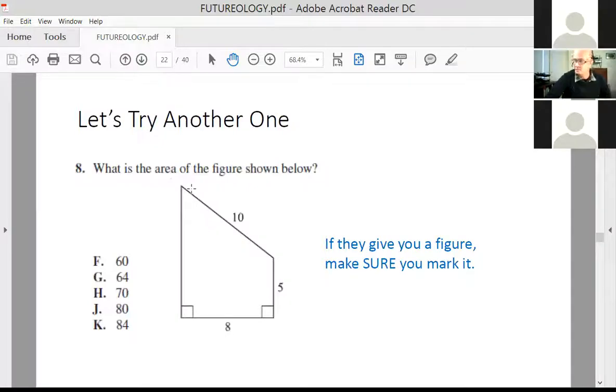Let's try another one. This one's a little bit more fun. So it says, what is the area of the figure shown? You're going to want to mark it once again. The question is, how could you solve the area of this? This kind of figure, if you look at it, is a trapezoid.